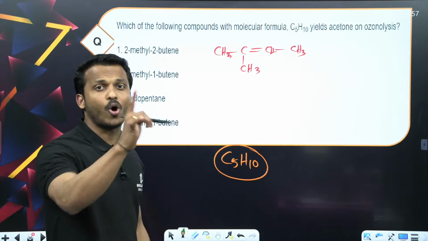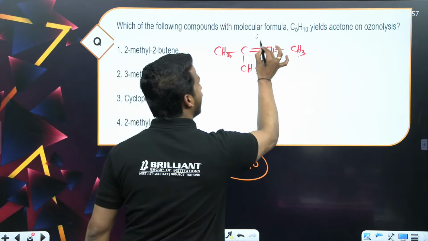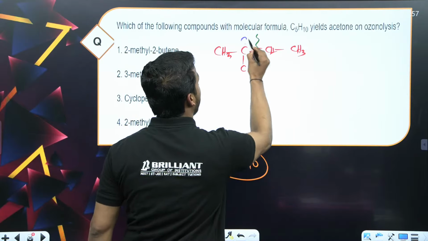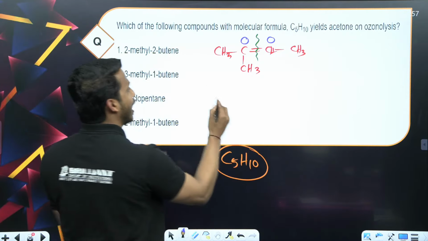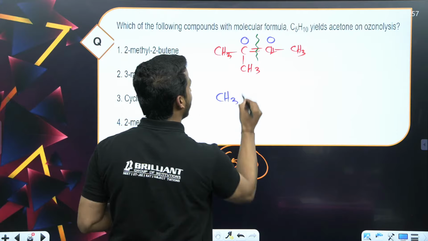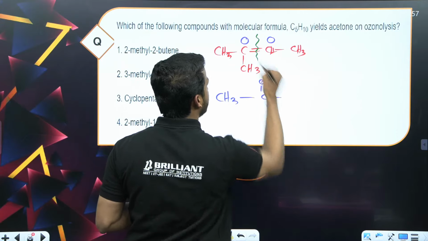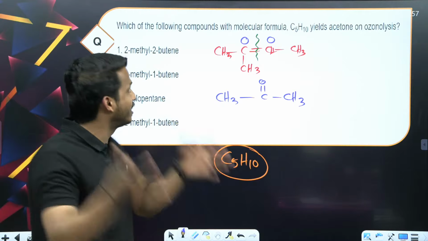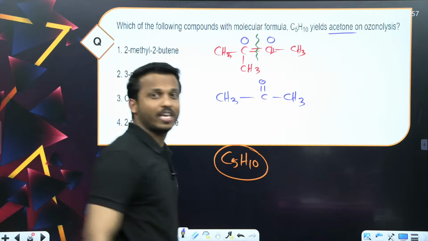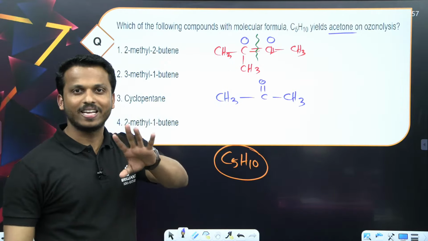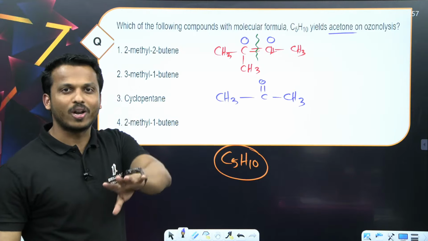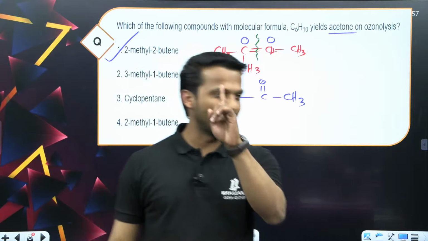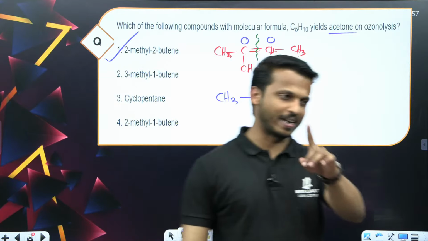And dear all, how to do ozonolysis in one step? Just cut the double bond and put oxygen on the left and right. So what is the product on the left side? On the left side you have CH3COCH3. What is this? This is acetone. Right? So acetone is going to form in the ozonolysis process. That's nothing but option 1 itself, which will give you the correct answer.